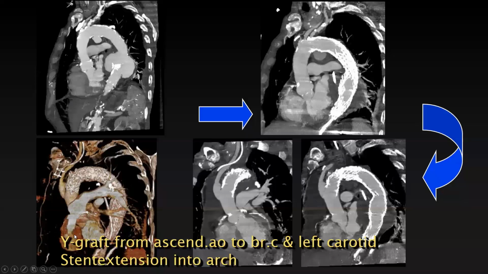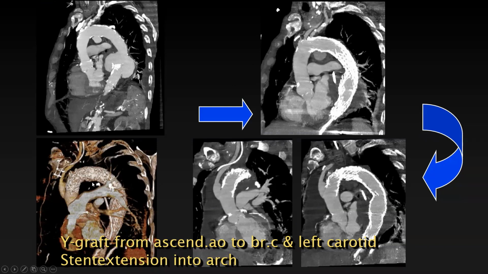So this is essentially a Y graft or a bifurcated graft, the same graft as you would use for an aortobiiliac graft. And you can suture this to the ascending aorta and then suture the two limbs to the brachiocephalic and the left carotid, and you can do even a carotid to subclavian bypass.